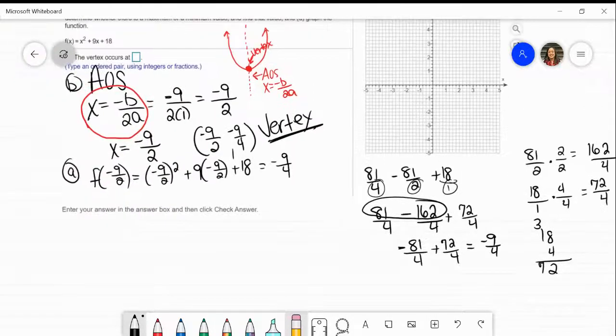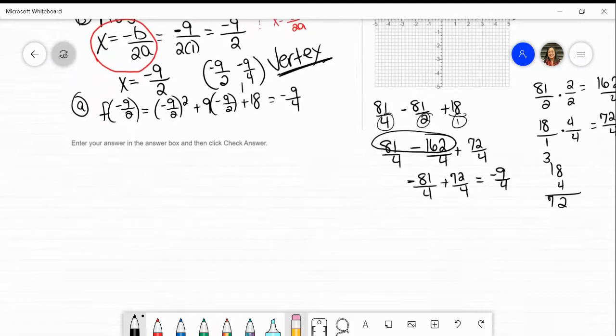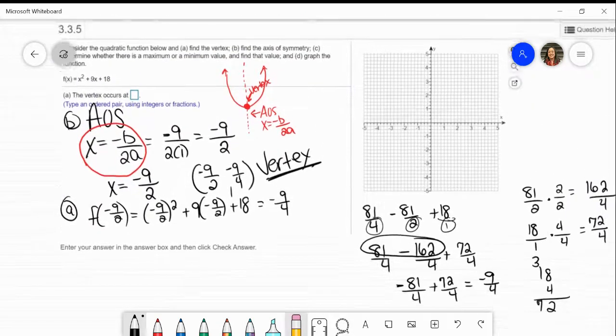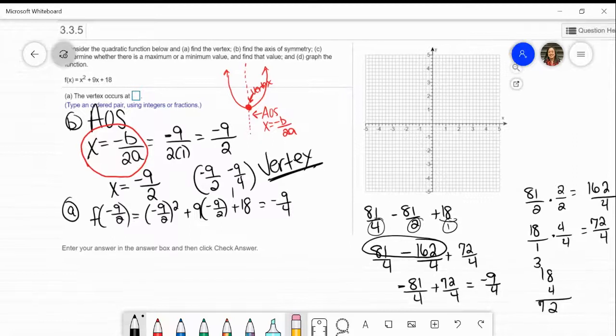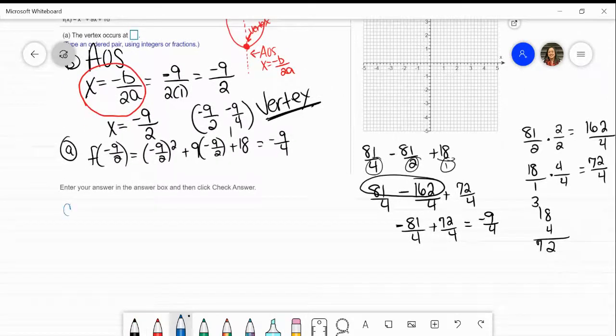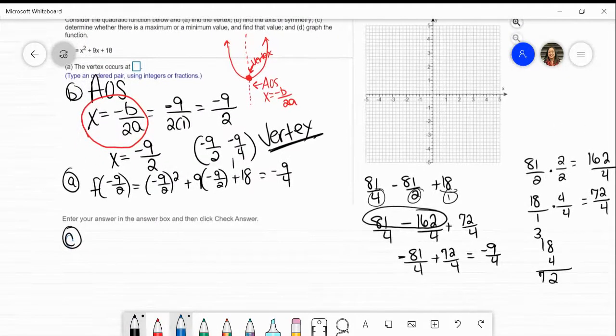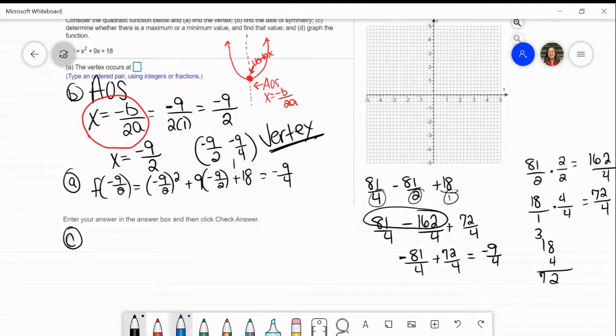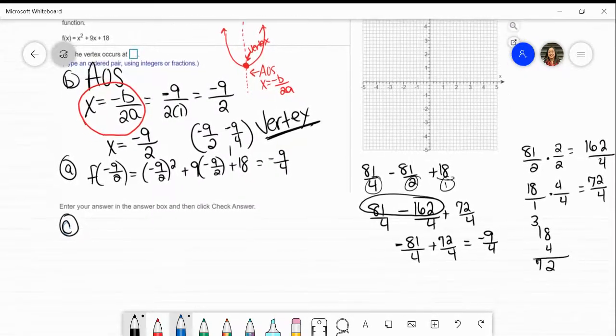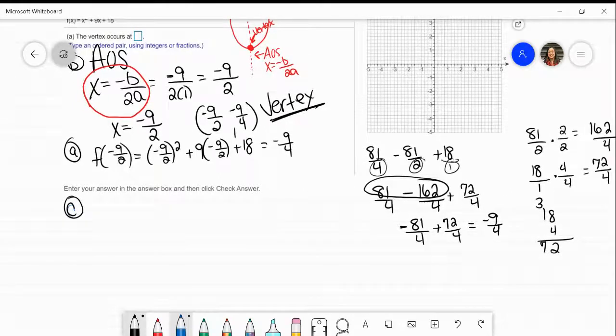All right, so I have my vertex, my axis of symmetry. What I also need to find is part C, which says to determine whether there is a maximum or minimum value and find that value. Guys, you honestly already found that, because the max or min is part of that vertex there, right? So essentially what that part is asking is whether that vertex is a maximum or a minimum.